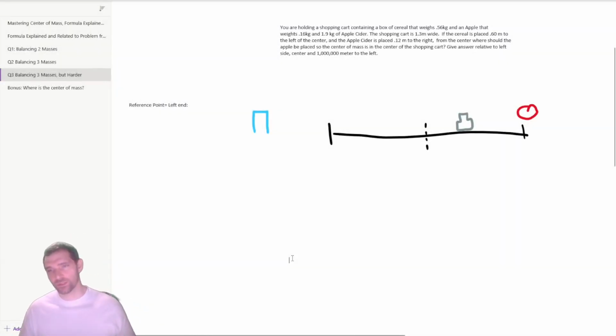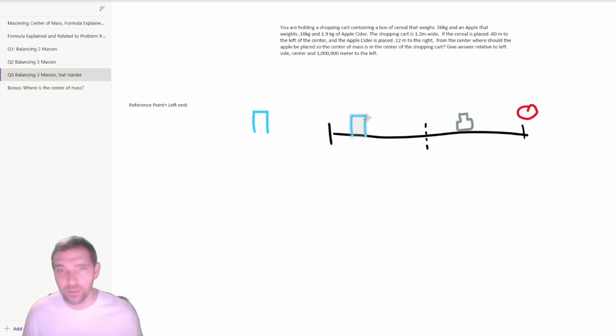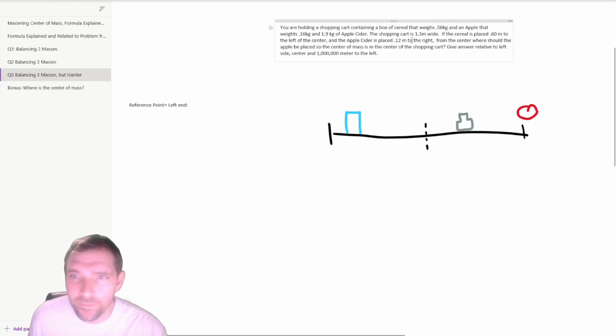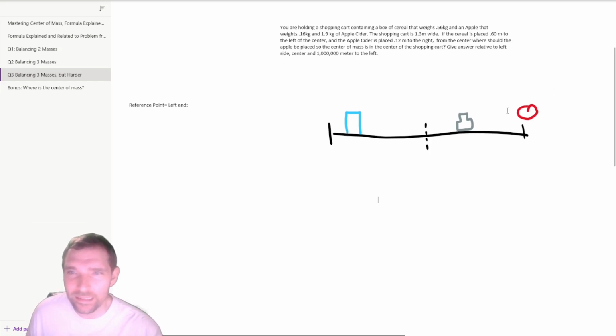So this problem is similar to the example problem shown at the beginning. With 3 objects, we're trying to balance them and figure out where they go to get the center of mass to be right in the center here. In this problem, I made the shopping cart a bit wider. The cereal is going to be placed almost all the way to the left, but not all the way. The apple cider will be placed to the right a bit. And the apple, I think it's going to be somewhere over here, but it's hard to say right now.